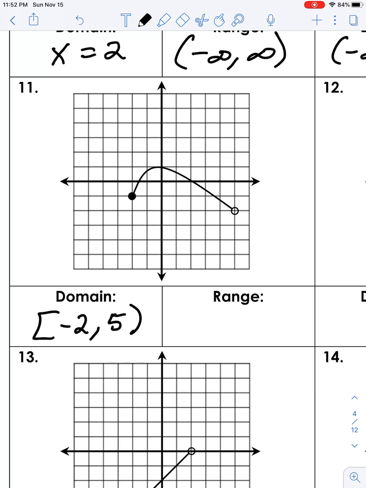Range, low point to high point. So this would be the low point of our graph, and it's an open circle, so I'm going to go ahead and put a parenthesis. Now we just have to count down to it, so -1, -2. This would be the high point of our graph, right here, and that would be at +1, and that would be a bracket, because it's not an open circle there.